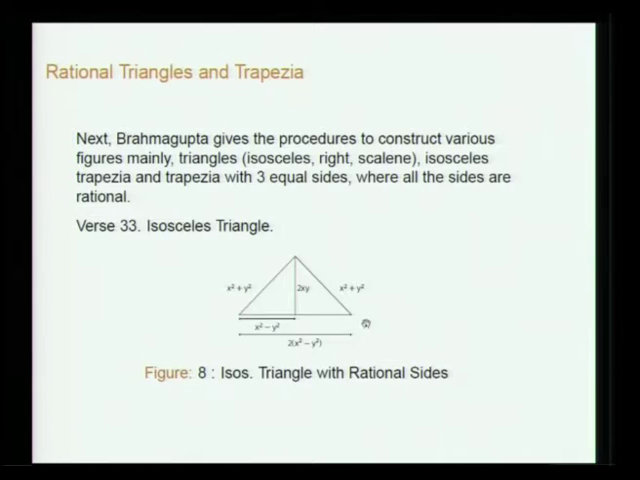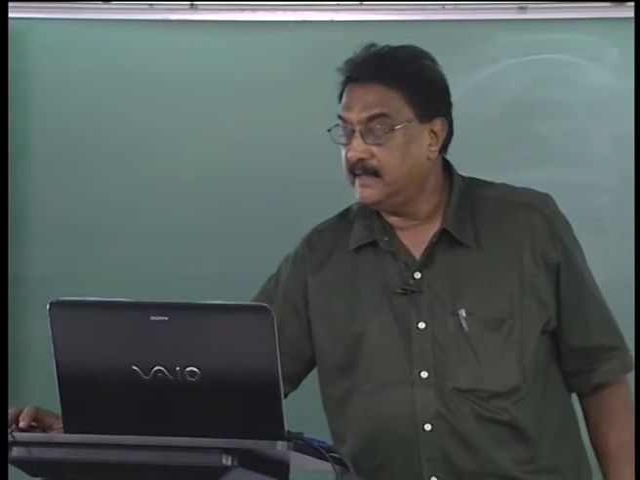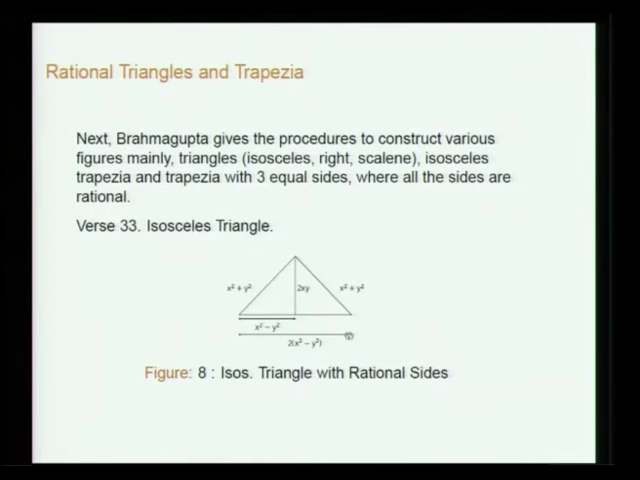So, you take x and y to be rational, okay, then take the base to be 2 into x squared minus y squared, and the two sides to be x squared plus y squared, for the isosceles triangle, and the perpendicular is 2xy. So, then one can see that it is wholly rational. Here is a very important thing. If we take this right angle triangle, one side is x squared minus y squared, the other side is x squared, the diagonal is x squared plus y squared and the perpendicular is 2xy.